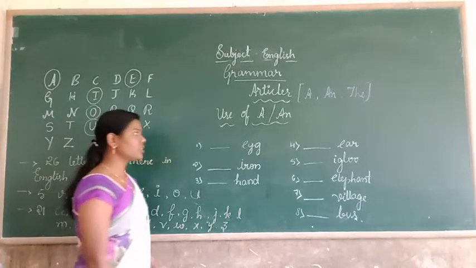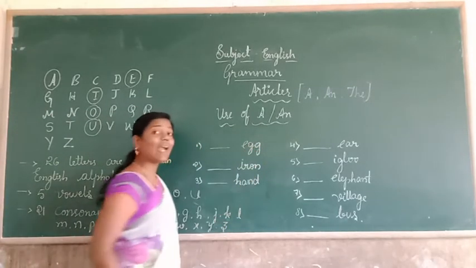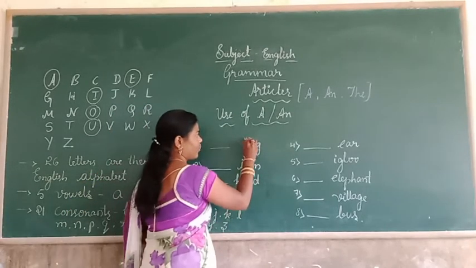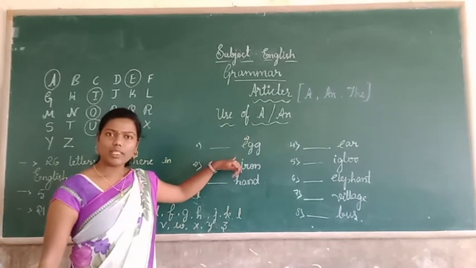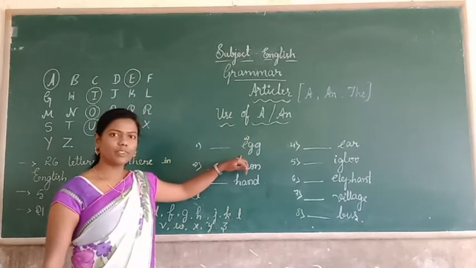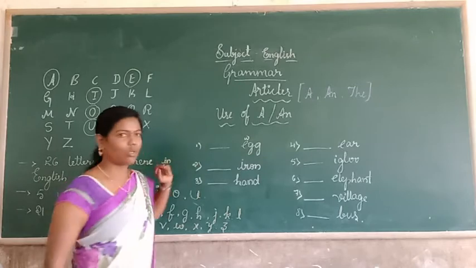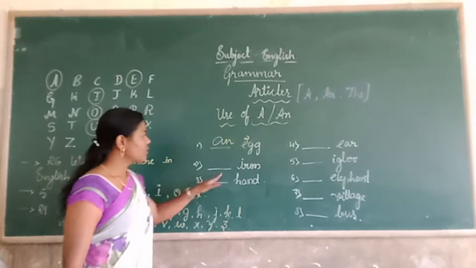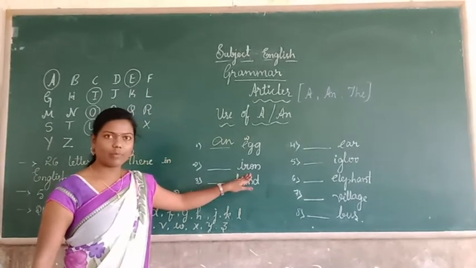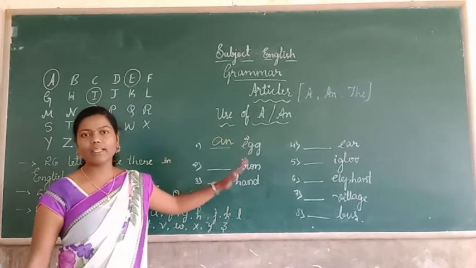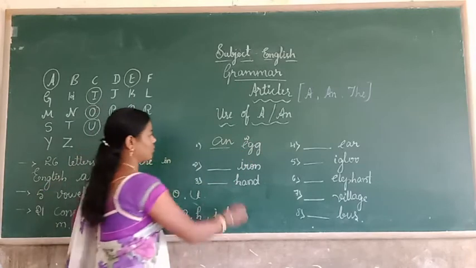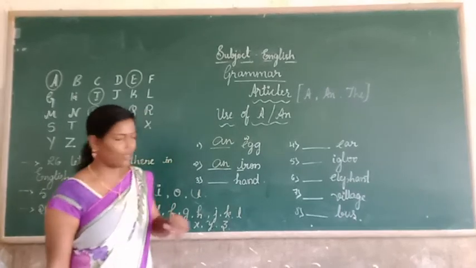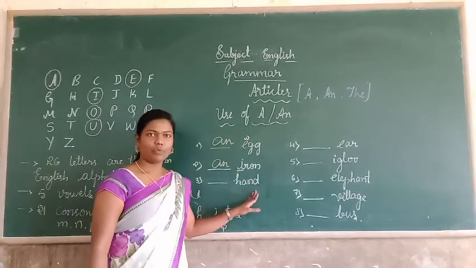Okay, first you read this word. What is this? Egg. What is the pronunciation of the first letter? E. Here this word takes a vowel sound, so we use an before egg. Okay. Second one, iron. I. It is also a vowel. Iron takes the vowel sound, so an iron. First letter, I, means vowel. Third one, hand. What do you feel there?